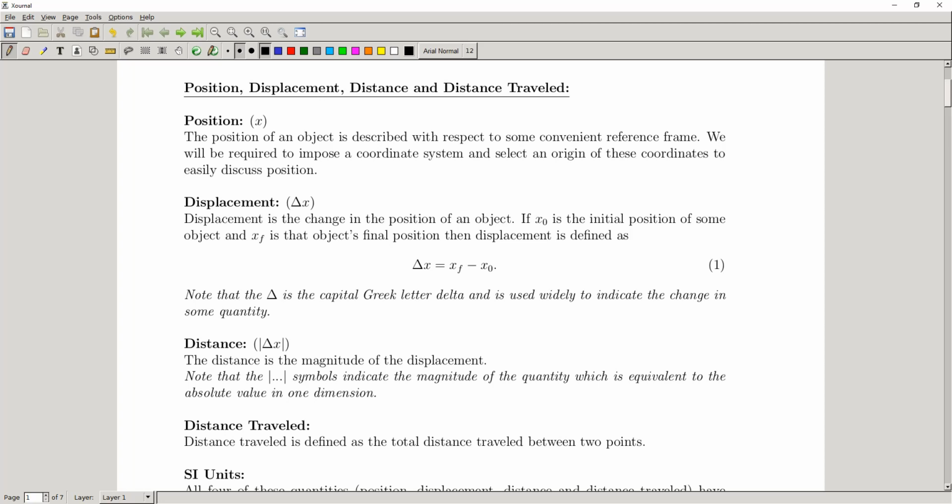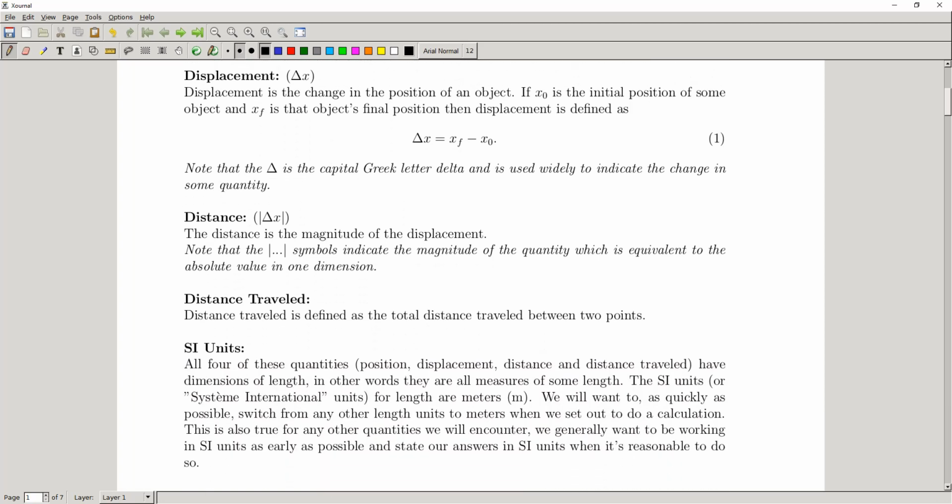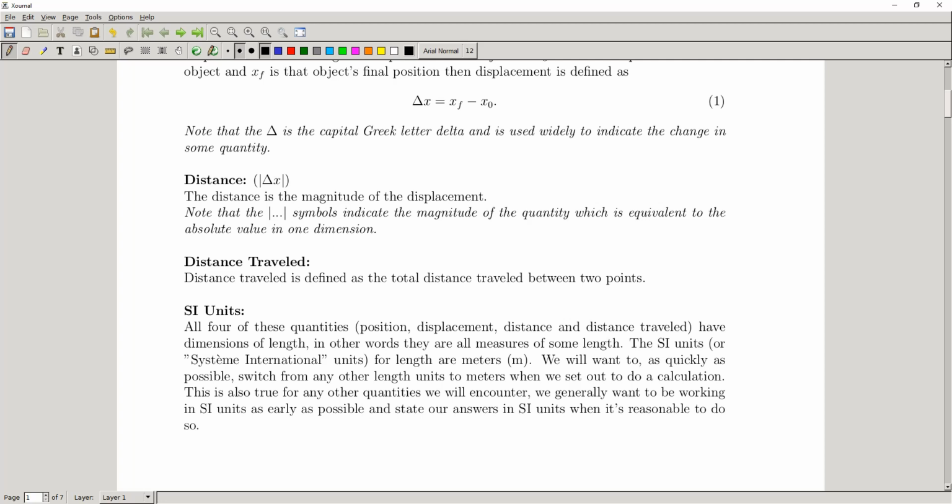Okay, so that's three of our new variables that we're going to need to think about. Distance traveled is defined as the total distance traveled between 2 points. This is different from distance, because distance is just the magnitude of the displacement, as we saw here. But distance traveled would be the total distance traveled by whatever object it is we're talking about. We're going to take a look at an example of all four of these in action in a second and see how they differ.